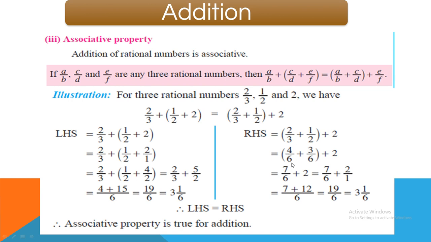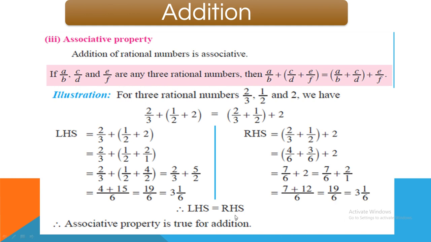Why we make 6 denominator? Because LCM of 3 and 2 is 6. Okay. You can solve in the simpler way also by making common denominator. So adding this bracket terms, what we get? 7 by 6 plus 2. Now 2 can be written as 2 upon 1. Again 6 and 1 LCM is 6. So by solving we get it as 7 plus 12, 19 by 6, 3 1 by 6.